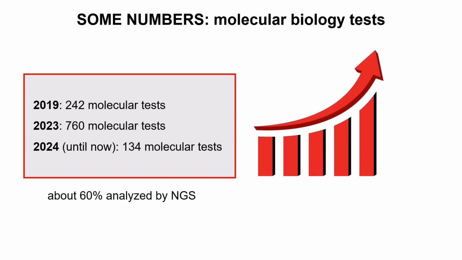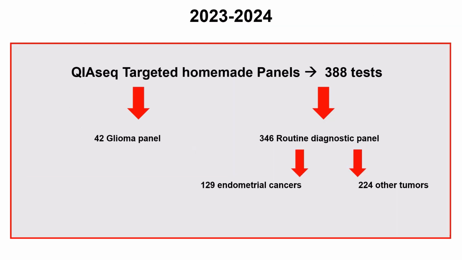Using next-generation sequencing, the number of molecular tests in our lab has significantly increased, has doubled, reflecting advancement in genomic analysis and precision medicine. Using the custom design panel, we conduct approximately 400 tests, comprising 11% gliomas, and the remaining tests are referred to miscellaneous tumors. Among these tests, 33% were for endometrial tumors and 60% for other types of tumors.